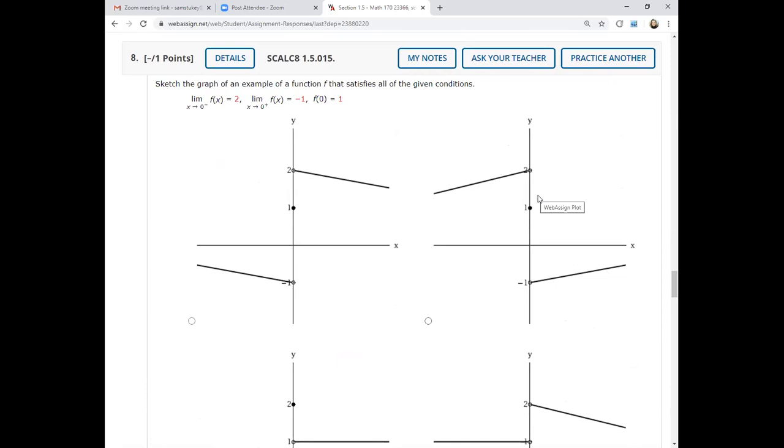Okay? Now, the next thing, I go back to this first condition and it says the limit as x approaches 0 from the left. So if I'm approaching from the negative direction and going toward the origin, I should get 2. Well, if I'm approaching 0 from the left through values that are smaller, I'm not getting 2. I'm getting something like -1. So that's not it. So it has to be this top right graph. That makes sense.